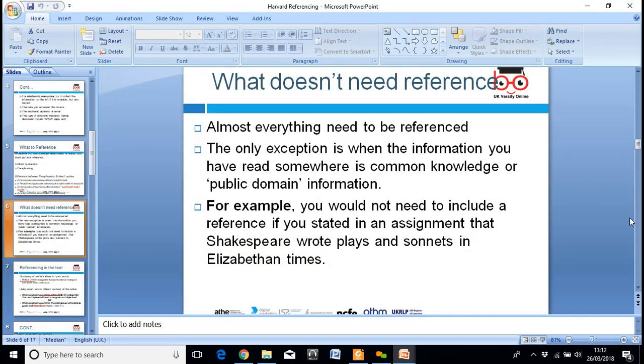So what doesn't need a reference? Almost everything that you use needs to be referenced. The only exception is when the information you have read somewhere is common knowledge or is in the public domain. In other words, you can find it on the internet, put there by a secondary person. You would not need to include a reference if you stated in the assignment that Shakespeare wrote plays and sonnets, because everybody knows that.